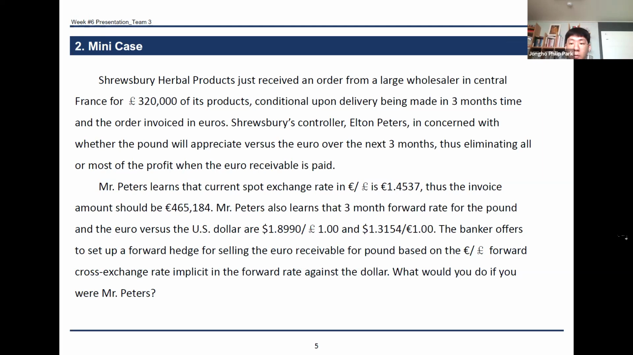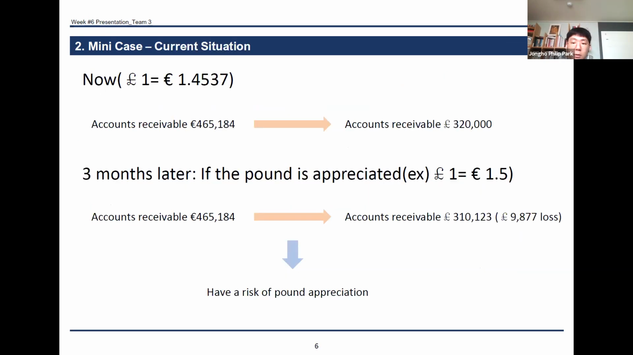Hi, my name is Chongho Park, and I'm going to talk about the mini case. So let me see the problem first. So we can see the current situation. Now, the current spot rate for euro per pound is 1.4537 euro per 1 pound. So we have accounts receivable for 465,184 euro. So it would be the accounts receivable for 320,000 pounds.